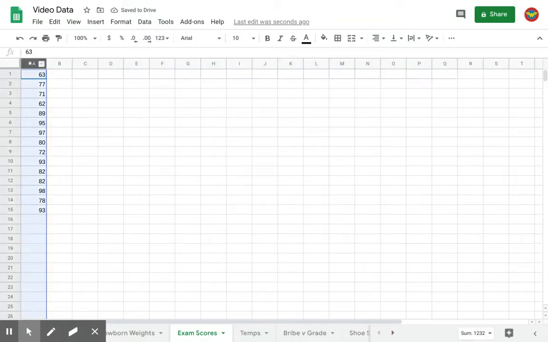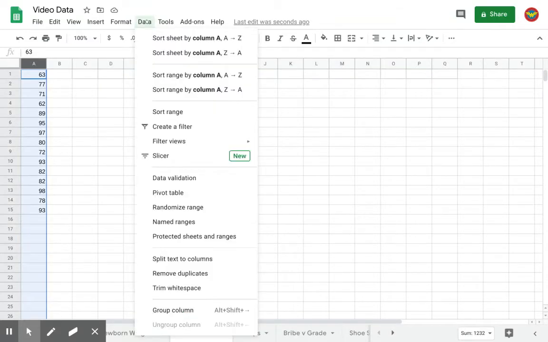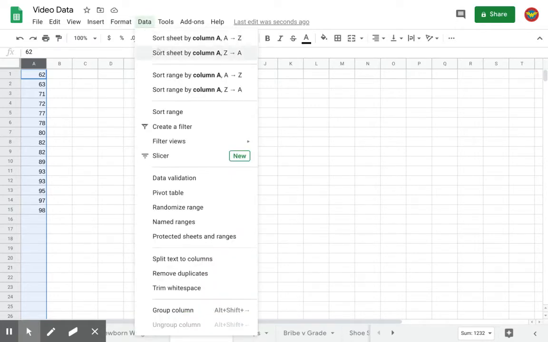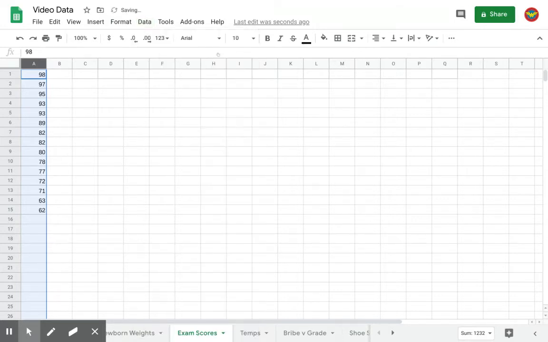Now I'm ready to organize this data. So I can click column A. I go up to Data and I want to choose Sort sheet by column A, and A to Z will do low to high. And then I've got it. So 62 is my minimum, and now it's put 98 there as the maximum. You can also do it high to low. I mean, it's completely up to you, and it just depends on what your application happens to be. So I could also do Data, Sort sheet by column Z to A. So that will just reverse the order. So let me go back to, I'm just going to do an undo there.